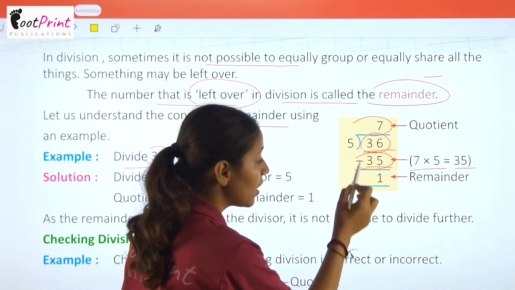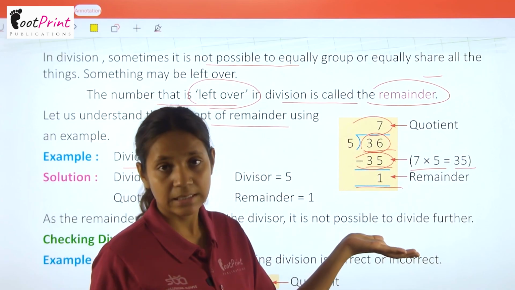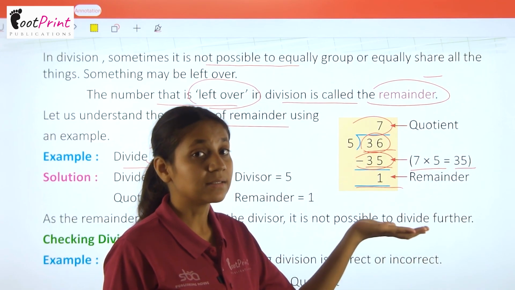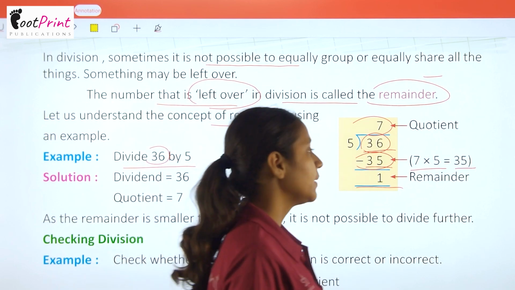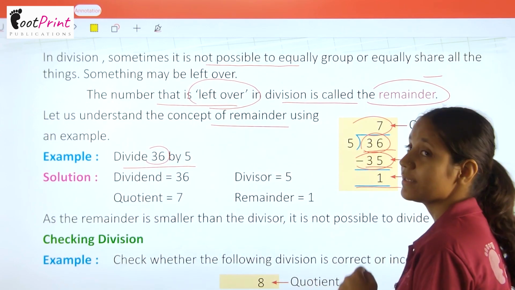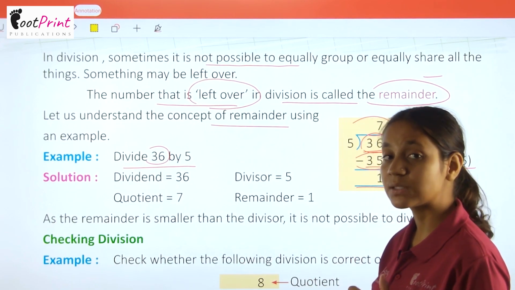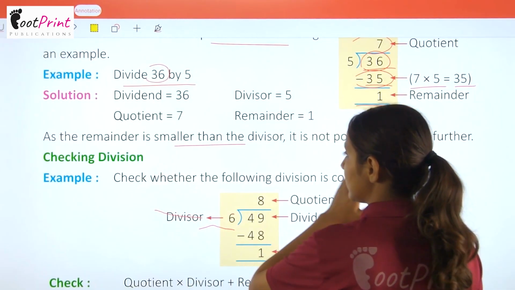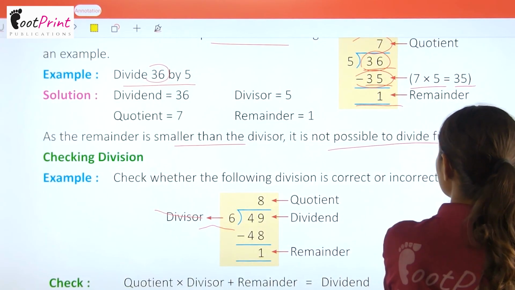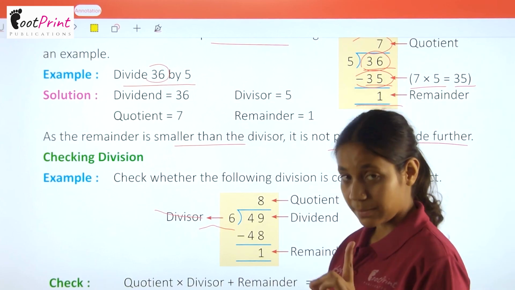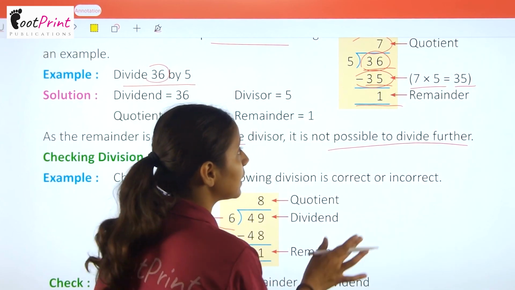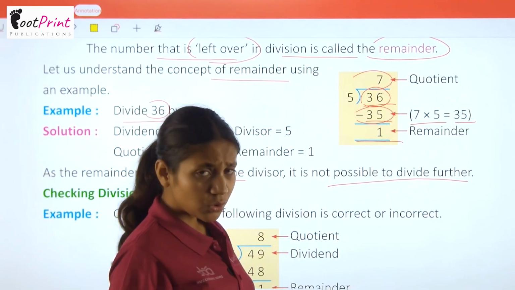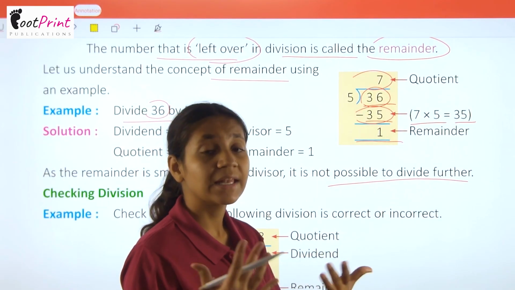Now after subtracting, we see that 1 is the remainder here. This is the leftover number. As the remainder is smaller than the divisor, it is not possible to divide further. This 1 is very small, so it cannot be divided further.